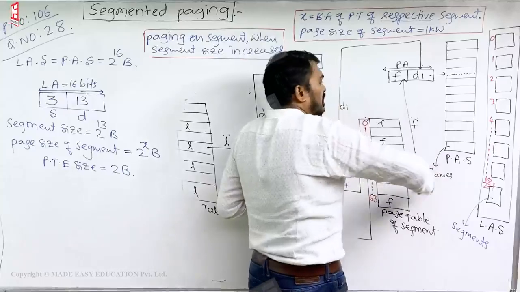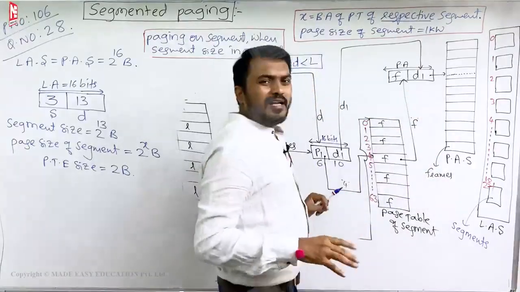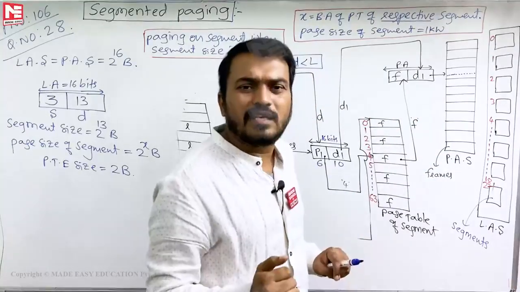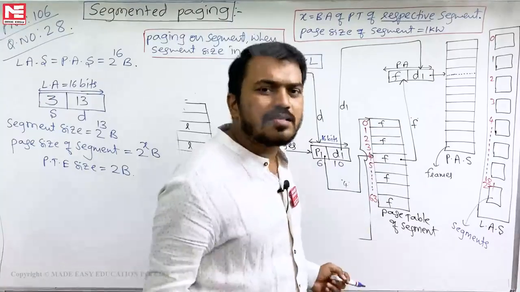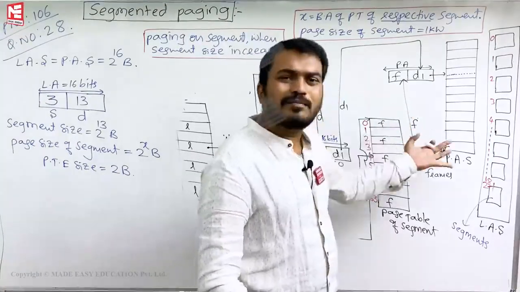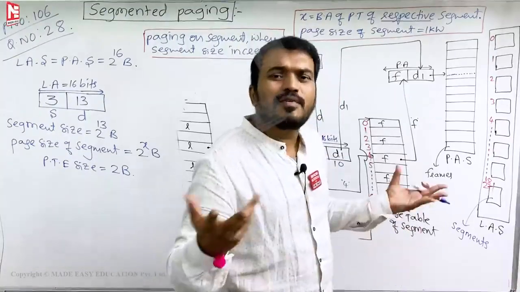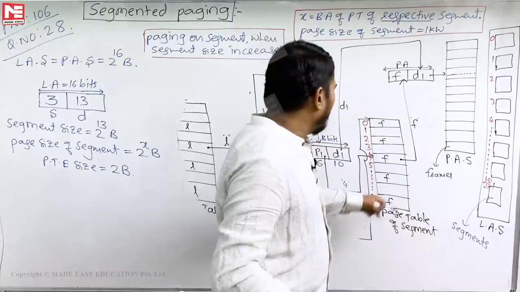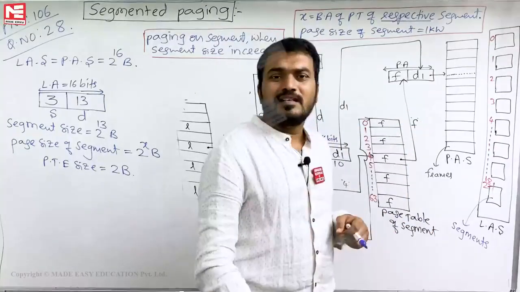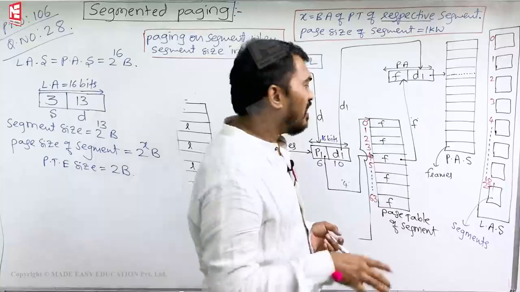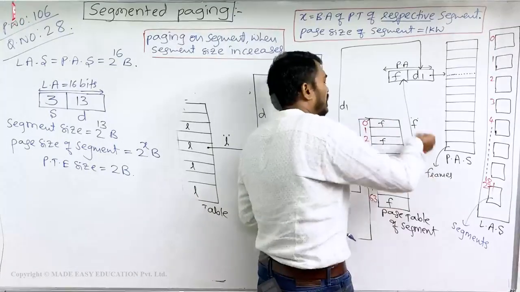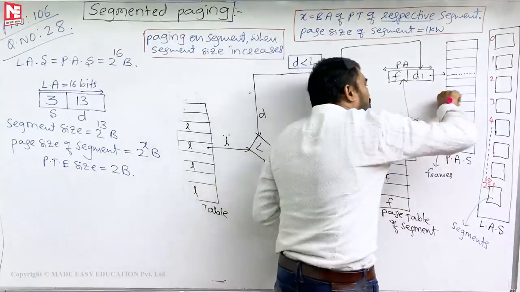Okay, this page table of segment is trying to fit exactly into a frame. Why is it trying to fit like that? Because the page table will be stored in the main memory only. Main memory means what? PAS. PAS means what? Frames only. So this page table will be available inside the frame only, right? So what is it trying to do? You want to fit this entire page table exactly into one frame here.